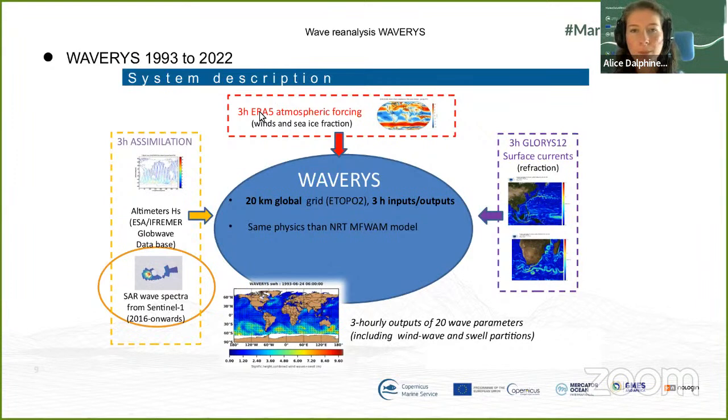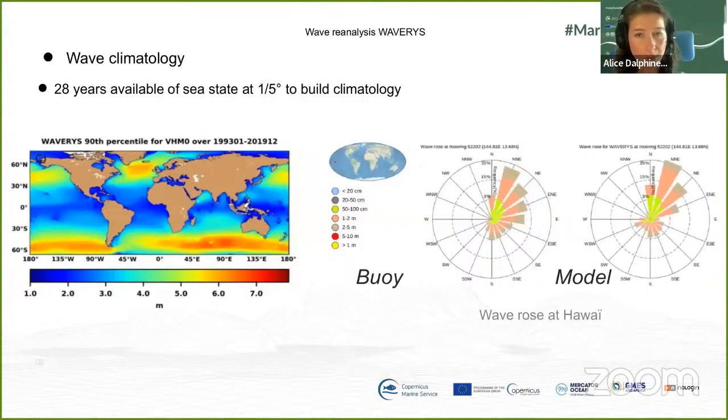In forcing, we have the wind coming from ERA5 and the surface currents from the global reanalysis of physics every 3 hours. And all this runs from 1993 to 2022, and we assimilate all available data from satellites during this period. So this database is very interesting to use for climatology.